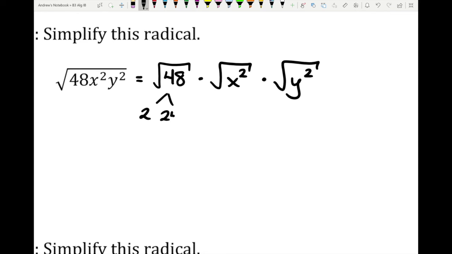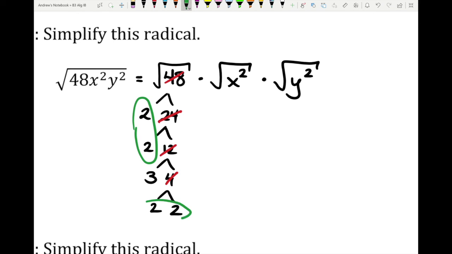It's 2 and 24. 24 is 2 times 12. 12 is 3 times 4. And then 4 is just 2 times 2. So again, our index is 2. I'm looking for pairs that are the same. So I've got 2 different pairs of 2's, and I've got a 3 that's left over. So we're not going to jump into taking care of that quite yet.